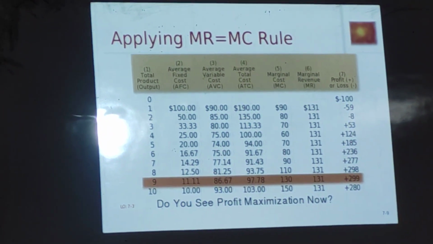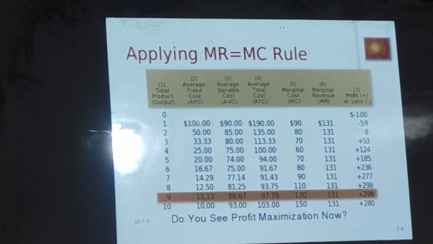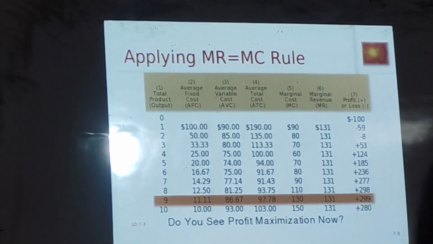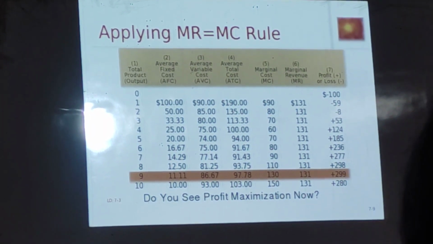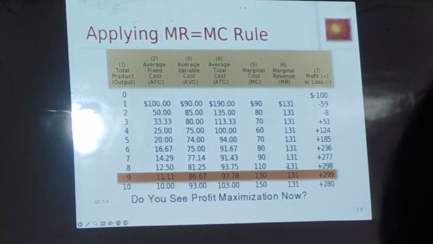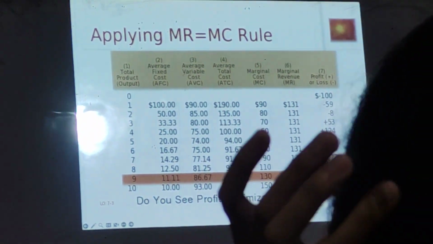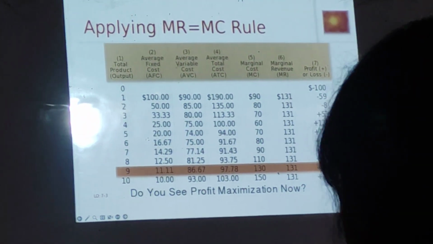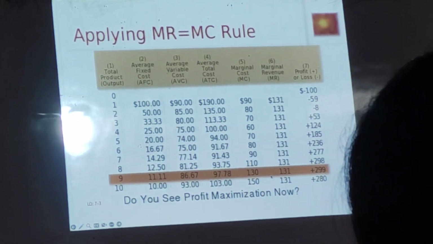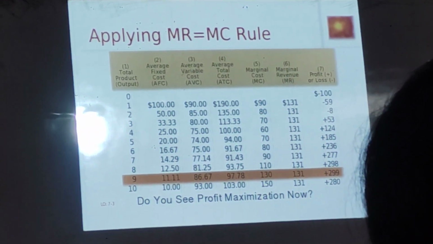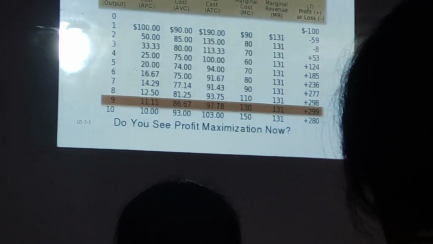So, if you can observe, your marginal revenue is still higher than your marginal cost at 131 versus 130. Okay? So, do you see profit maximization now? Of course, it's highlighted.